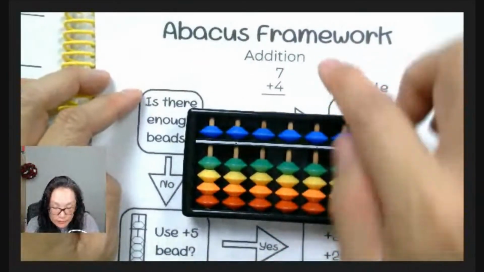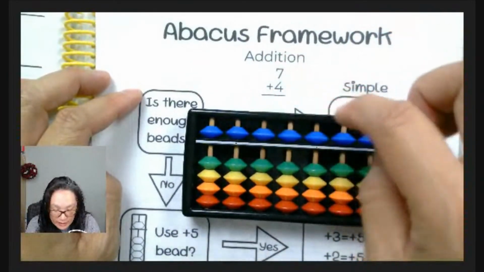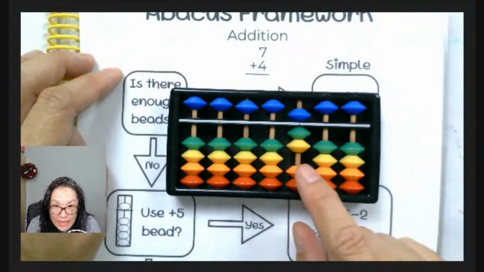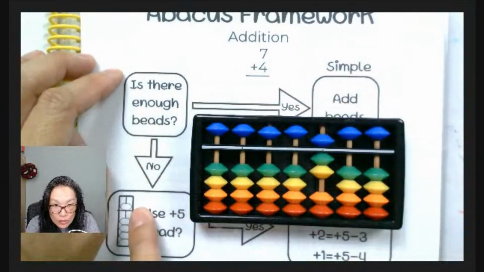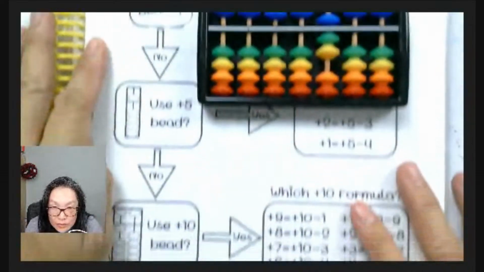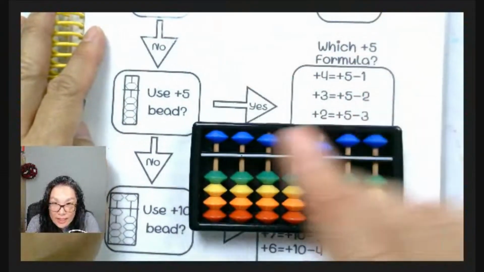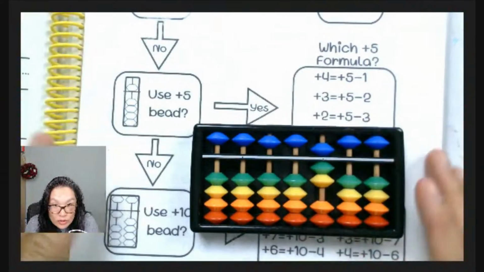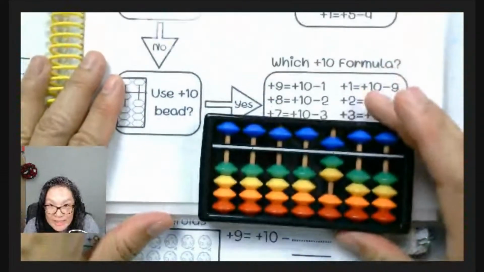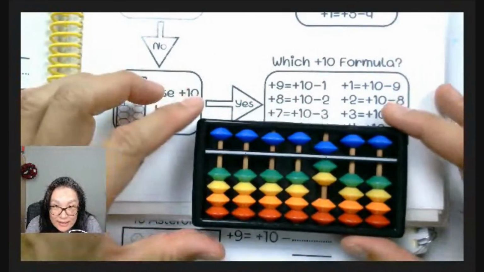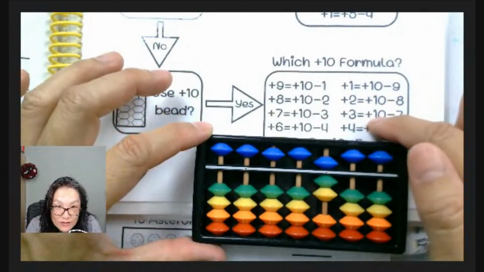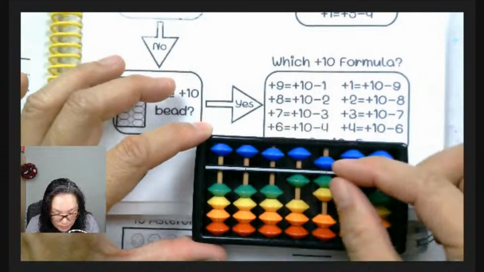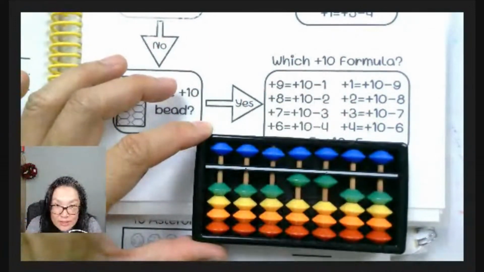So here is the question, right? Here is a sample question. Here is 7. When I have 7 and I add the 4, is there enough to add the 4? Yes or no? No. So what do? I have to check to see, can I use the 5 bead? Can I use the 5 bead? No. So what do? I go to my 10. Can I add the 10? Yes. What do? Plus 4 is equal to plus the 10 minus the 6. Plus the 10 minus the 6. And my answer is 11.